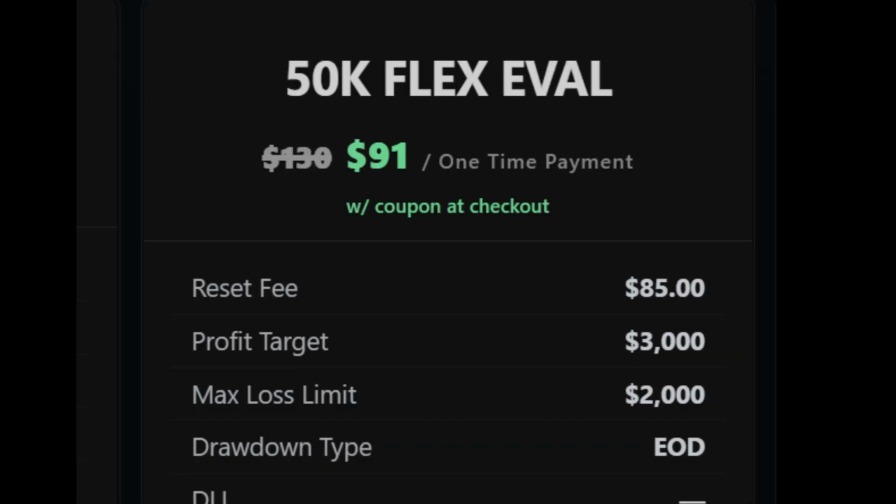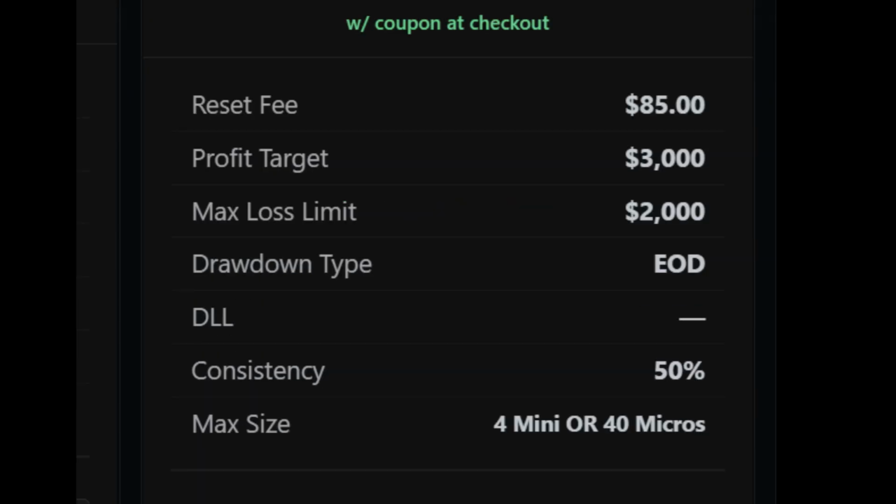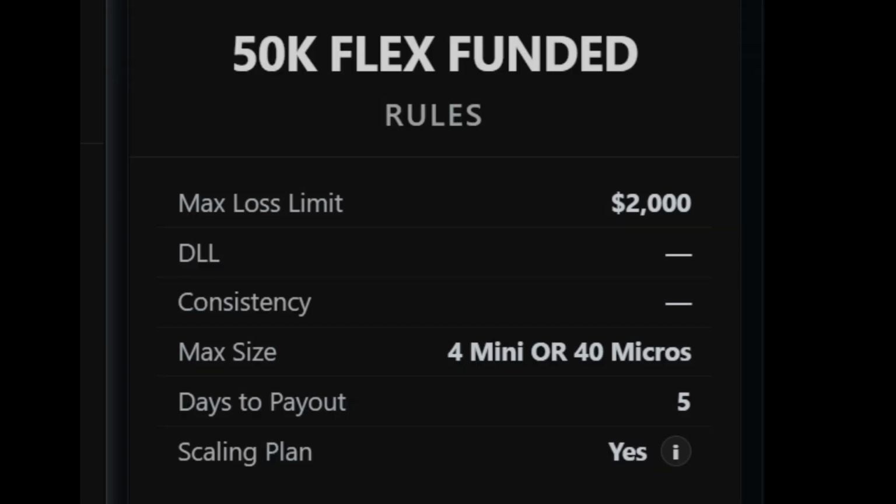And if we go back to our Flex account evaluation, we're going to pay $91 for this account. We have a higher profit target, which is $3,000. But the max loss limit doubles as well. So it's 2,000. Again, we have that same 50% consistency. So we can only make $1,500 on our biggest day. And again, this can be done in 2 days before we move into the funded, where there is no consistency, which is very important.